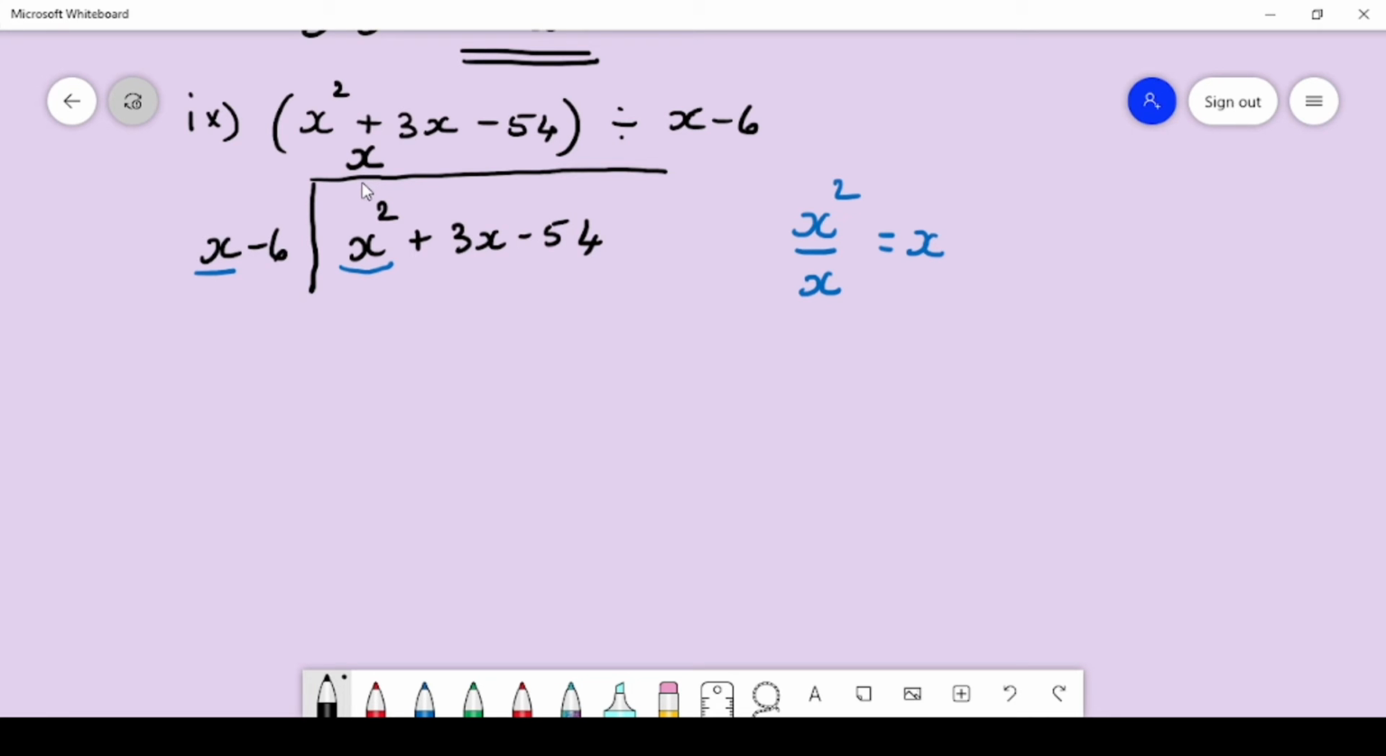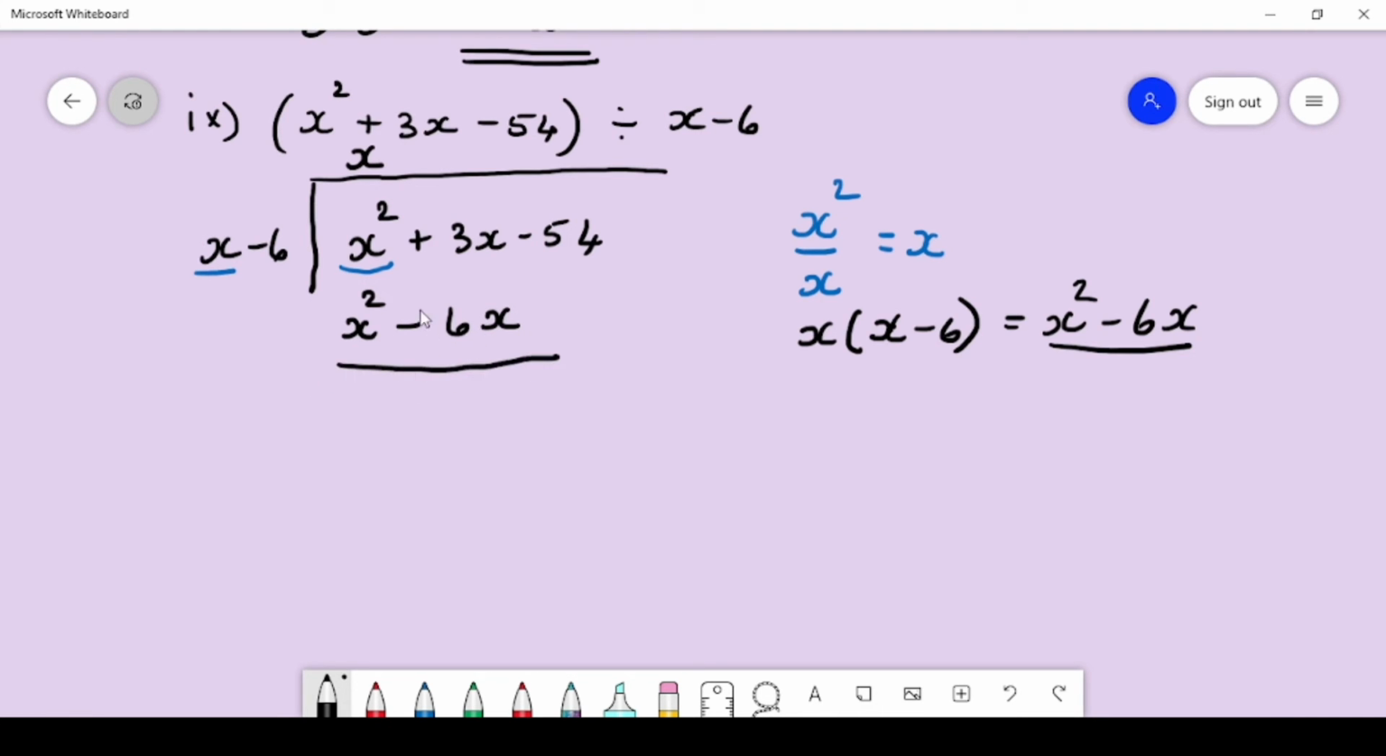Now next step, multiply the complete divisor by the quotient and subtract. So here the complete divisor is x minus 6, isn't it? By this quotient we have x now. So with that x, multiply the complete divisor, means x minus 6. Multiply this one, what you will get? x square minus 6x. This x square minus 6x you have to write here. Now you have to subtract. When you are subtracting, x square and x square will get cancelled, and here it will become positive, isn't it? So this will become 9x, isn't it?